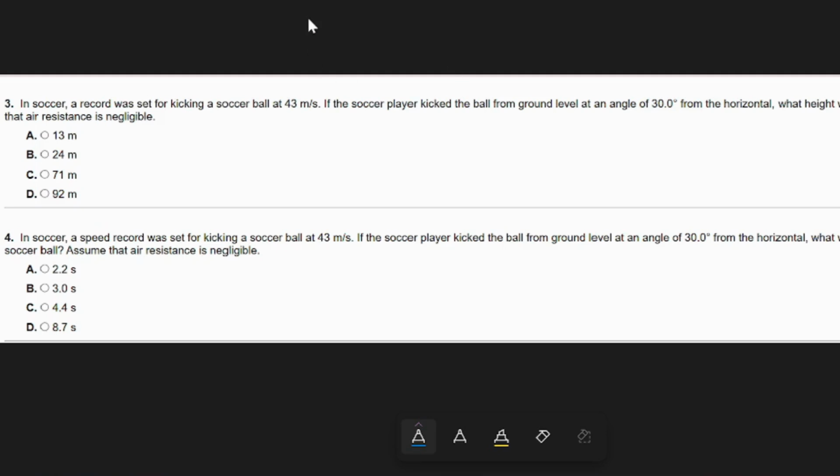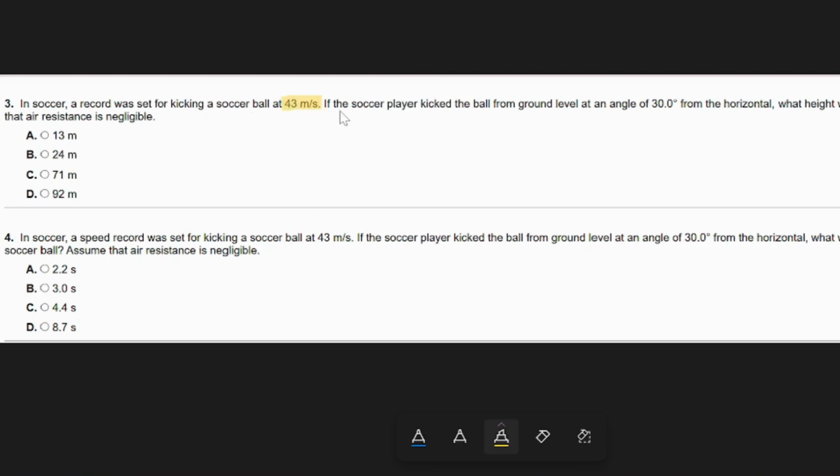Solve question 3 and question 4, which are most similar to a kinematics projectile motion question that you can get on the exam. So to start, let's read the first question.